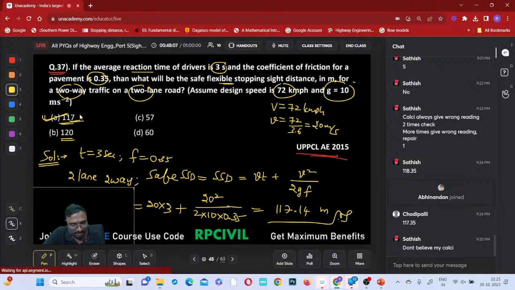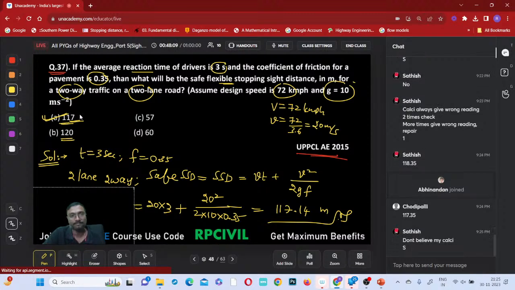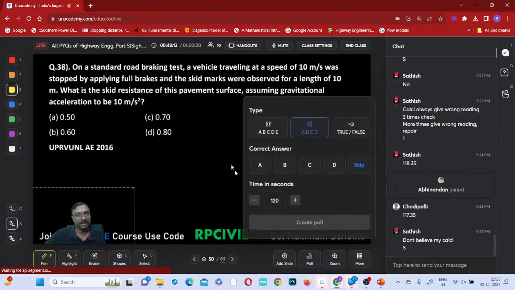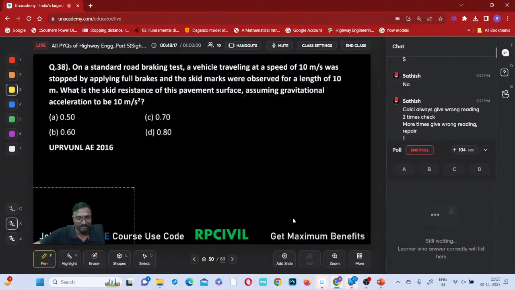38th question. Try to select the answer. 1 or 5 seconds time I am giving. Try to solve this, this is an easy question. Yes, 117.14, even I also got the same thing. 117.14, correct.